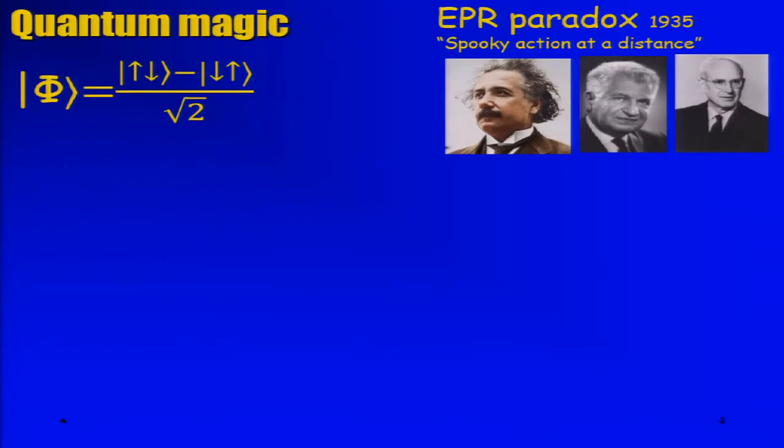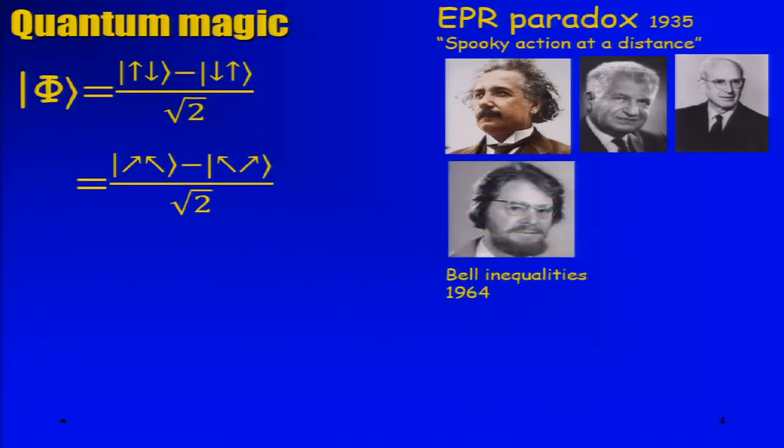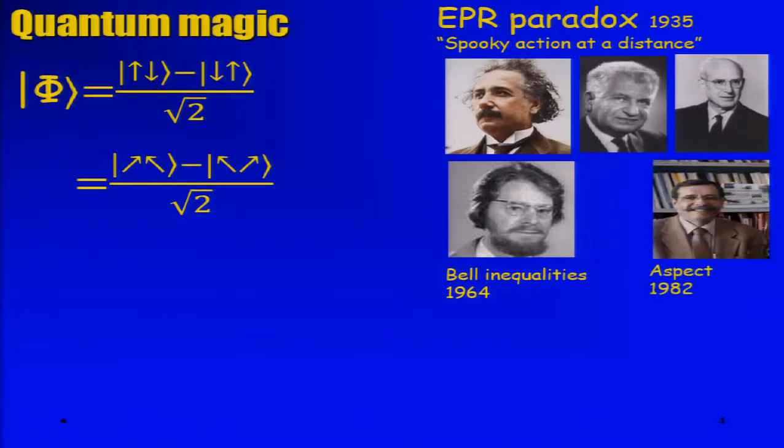This EPR state is highly correlated not only in the basis of up and down, but in any basis that you look at it. And these correlations seem too strong. It took 30 years for John Bell to find a more mathematically rigorous way to say this, and to find inequalities, called Bell inequalities, such that any physical theory that is not so counterintuitive like quantum mechanics would satisfy those inequalities, whereas the EPR pair violates Bell's inequalities. And lo and behold, Alain Aspect in the early 80s gave experimental evidence that quantum mechanics really violates those Bell inequalities, so it does behave counterintuitively.